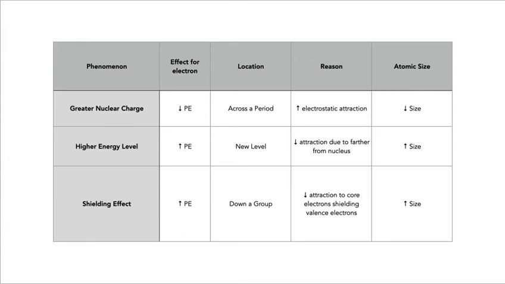Finally, as we go down a group, we note that as there are more and more energy levels for electrons, there will be substantially less attraction for those electrons to the nucleus. And the effect for that electron is to increase its potential energy. Of course, this corresponds to a larger and larger atomic size.